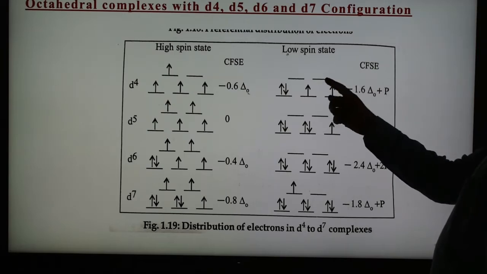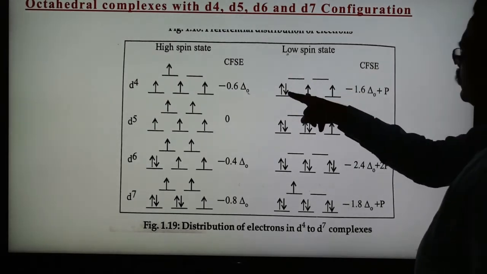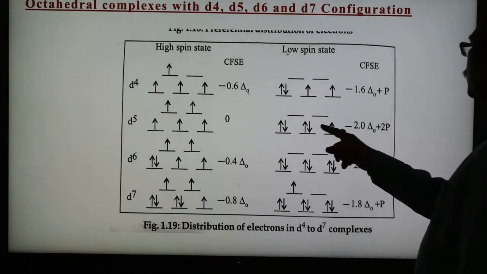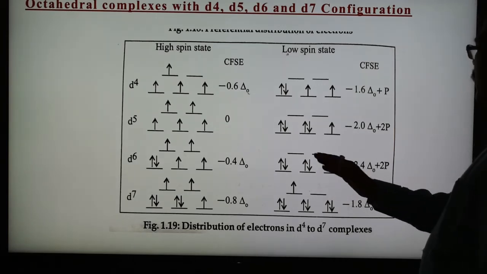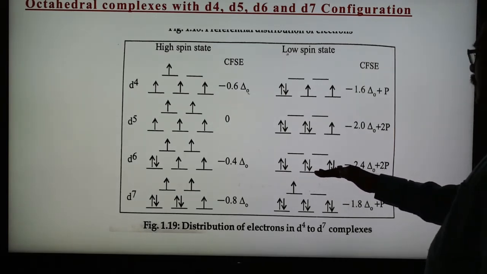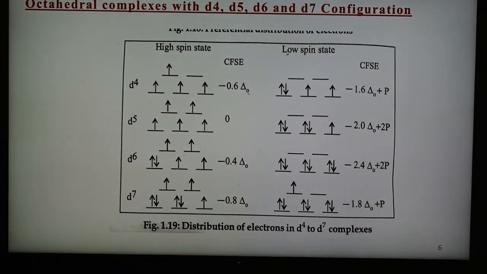And in case of low spin state, the T2G orbitals fill first. So in case of D4, 1, 2, 3 and 4 electrons get paired. In case of D5, 1, 2, 3, 4, 5. In case of D6, each orbital has 2 electrons. Now the T2G orbitals are completely filled, so the next electron, the 7th electron, will go to the higher energy state, the EG set. And the CFSE value can be calculated for these different configurations of d electrons. So this is the distribution of electrons in D4, D5, D6, D7 complexes.